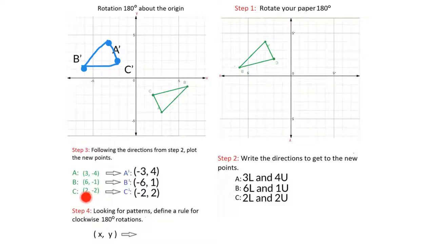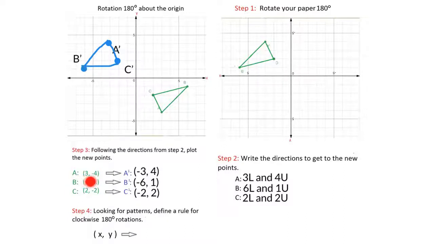Let's see if we can figure it out in B. We have 6, -1, and -6, 1. So same thing, order didn't change, but again, something happened with our positives and our negatives. And then C, we had 2, -2, and then here we still have the same order, but again, our positive and our negative signs switched.